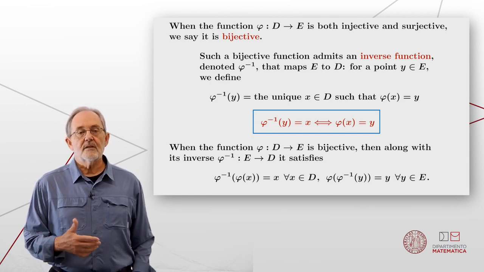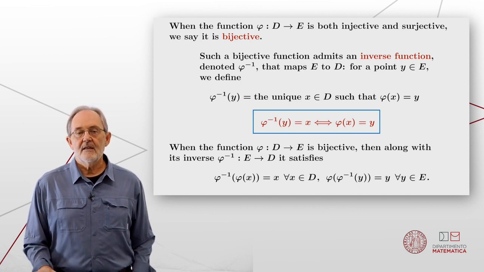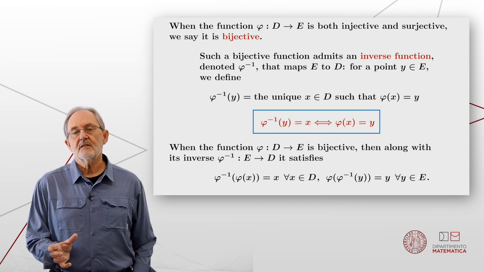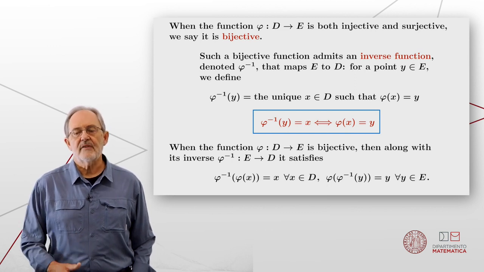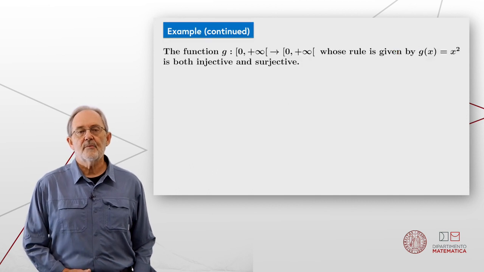If you take a point y in the set E, and you apply phi inverse of y, and you take phi of that, then you come back to y. So the two functions cancel one another out in their effect. They're inverse functions. Let's go back to our example.